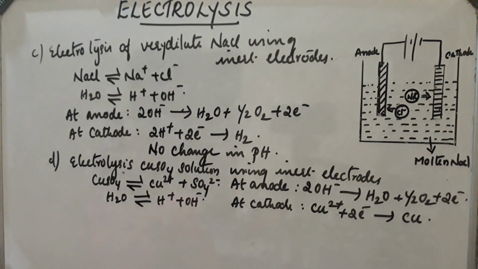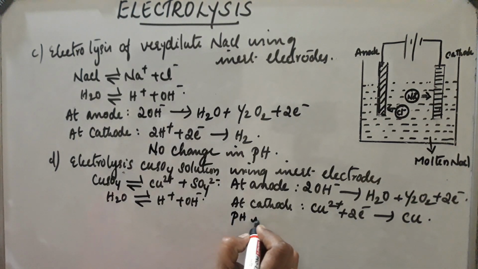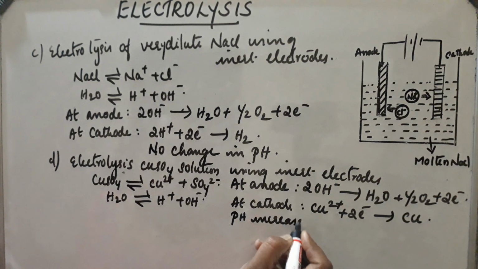In this case, H+ ions are present in the solution. These H+ ions interact with the SO4 2- ions that are also there, and form H2SO4. So sulfuric acid is obtained. So what happens to pH? pH decreases during this electrolysis. Now there are a few more electrolysis processes.